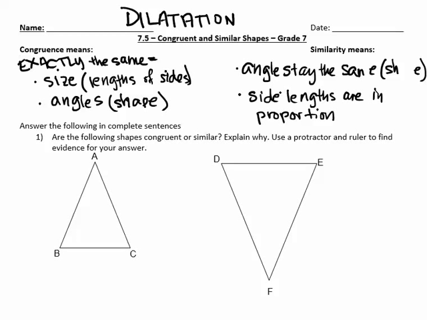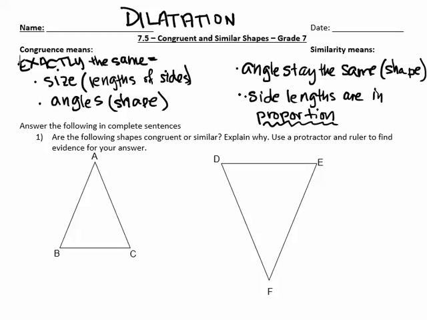So basically all of the side lengths will either be double the length, or all of the side lengths will be half the length, or all of the side lengths will be a certain proportion, so a certain ratio, a certain number times greater or smaller than the original. In fact, even if it stays the same length, it's still also similar.